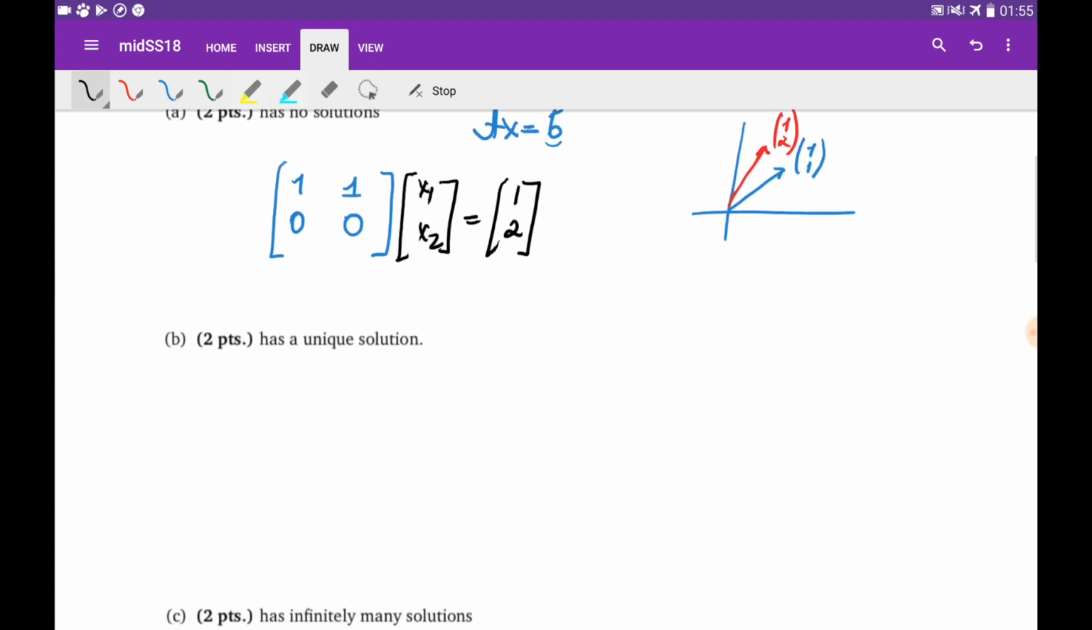The system of linear equations Ax = b has a unique solution if the matrix A is invertible. So I can choose any 2 by 2 matrix whose determinant is not equal to 0, for example, [1, 2; 1, 0].